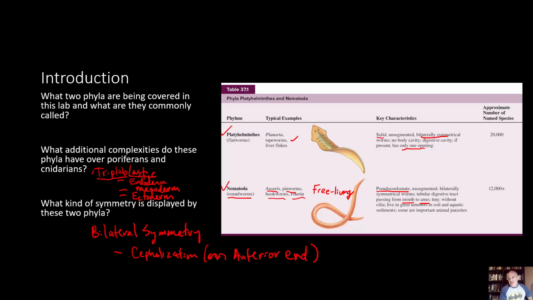So many live in soil or in aquatic environments, and some are important parasites that I mentioned earlier. I should point out that although not mentioned up here, there are many free-living flatworms, but there are also some important parasites, animal parasites, and they include parasites of humans.